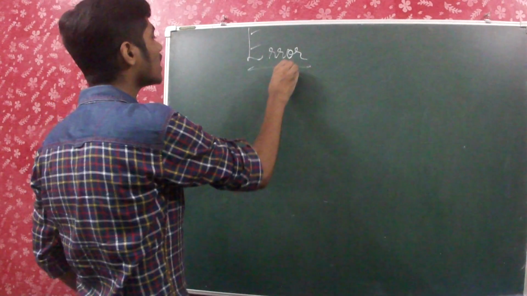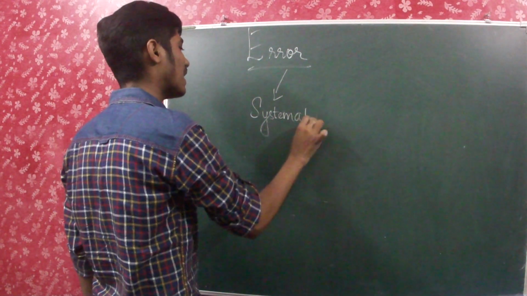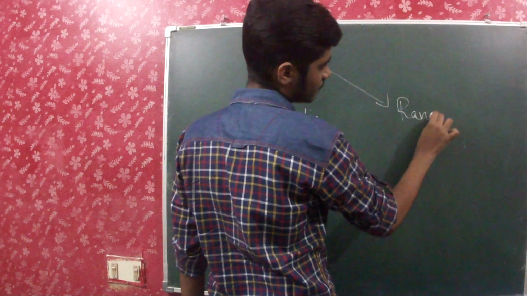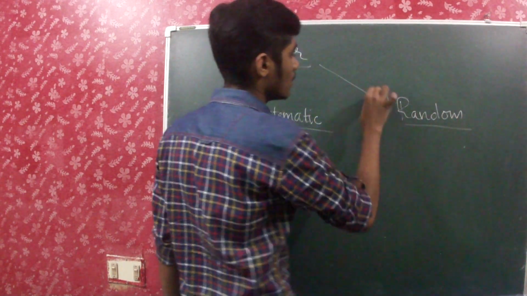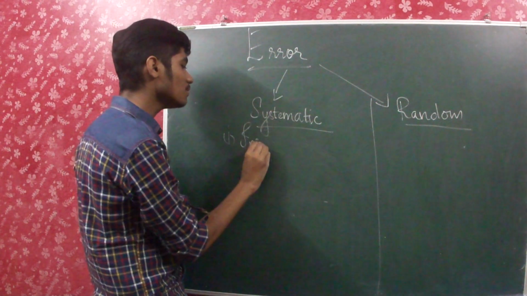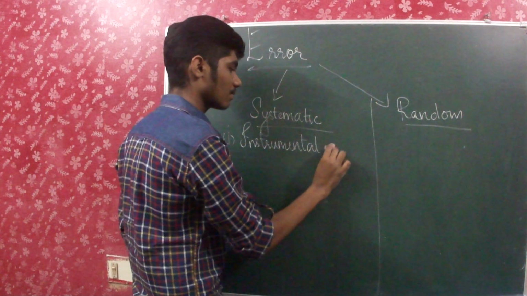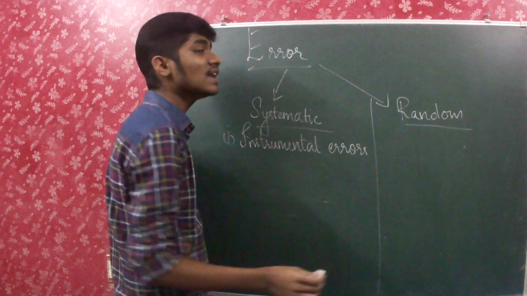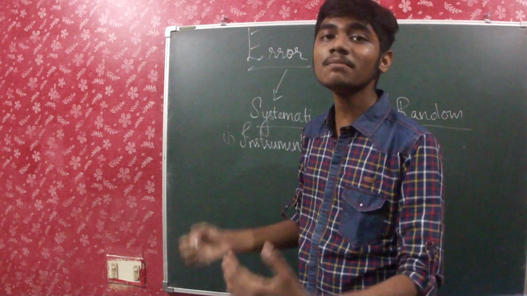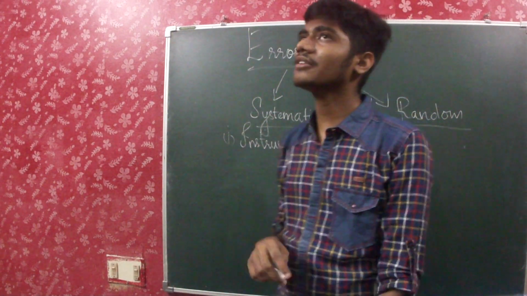And the errors are of two types. They are systematic errors and random errors. The first type under systematic is instrumental errors. The word itself says instrumental errors. So it's not the mistake which is committed by the person who is measuring, but it's committed by the instrument which is measuring things. Okay, so instrumental error, for example, zero error.